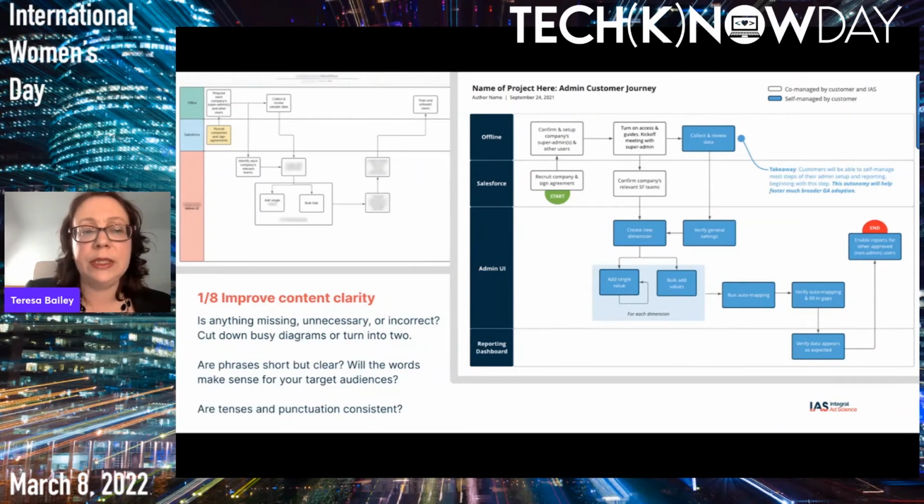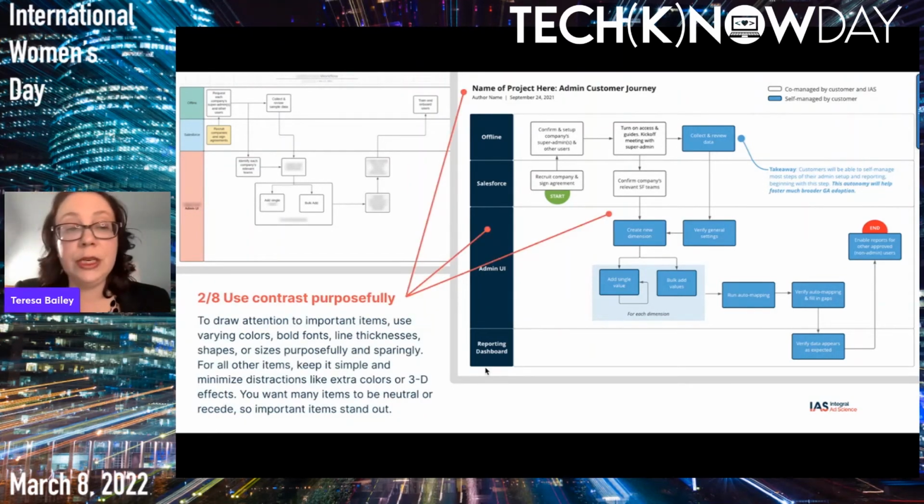Sorry, one other quick thing I want to say about this. Cut down busy diagrams or turn them into 2. I can't tell you how many times I see a diagram that is so ridiculously huge. It will have hundreds of boxes on it, and you have to continually zoom in, zoom out, zoom in, zoom out when you're looking at it. Completely unnecessary. I always do a diagram no bigger than the equivalent of a legal size page. You can fuss around with your document size, but that is it. It should fit on a screen. If you can't fit it on a screen and read it, then it should be on multiple screens. Break it down.